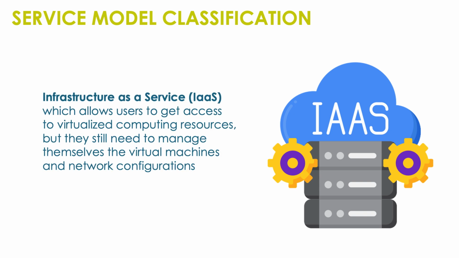First, we have infrastructure as a service, which allows users to get access to virtualized computing resources like servers, storage, and networking services, but they still need to manage the virtual machines and network configurations themselves. In other words, you're just renting the hardware, so you have to handle the setup and the maintenance of your applications. Some well-known infrastructure as a service providers include Amazon Web Services, Microsoft Azure, and Google Cloud.